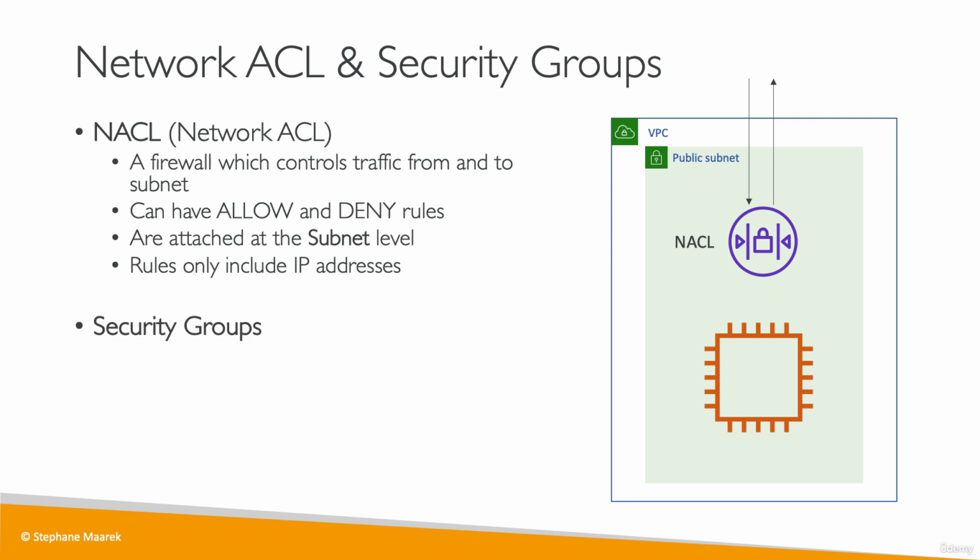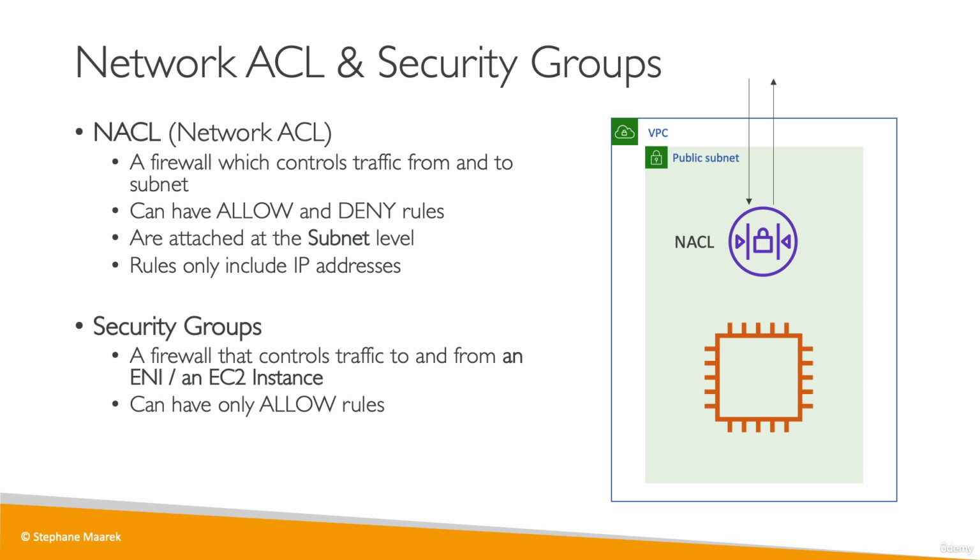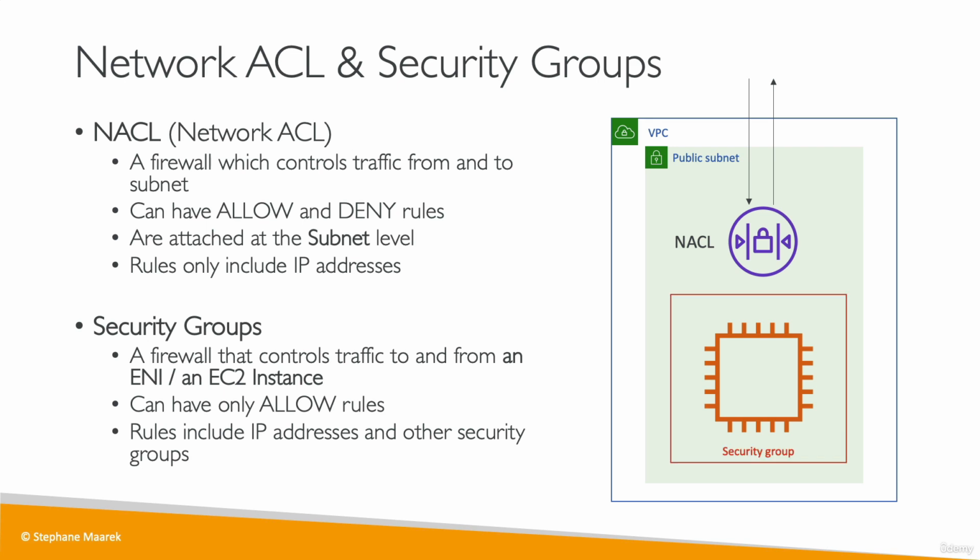The second line of defense we have, and we've been already using it so far in this course, are security groups. And this is a firewall that controls traffic to and from an ENI, an Elastic Network Interface, or an EC2 instance. The security groups can only have allow rules. And finally, they can reference either IP addresses or other security groups. So in this example, we have the security group around our EC2 instance, and that controls the traffic going in and out of our EC2 instance.